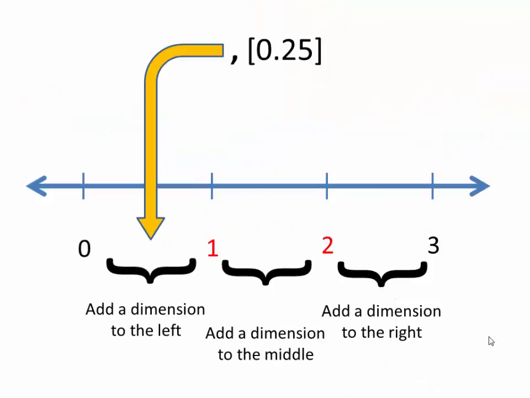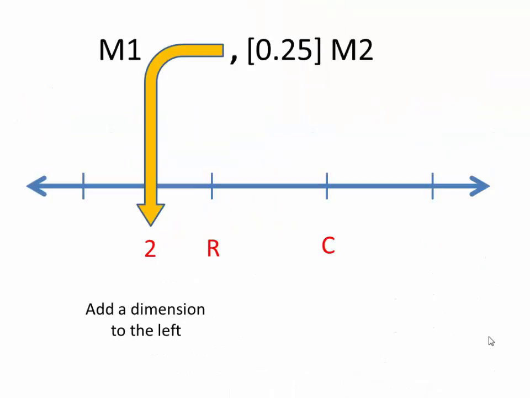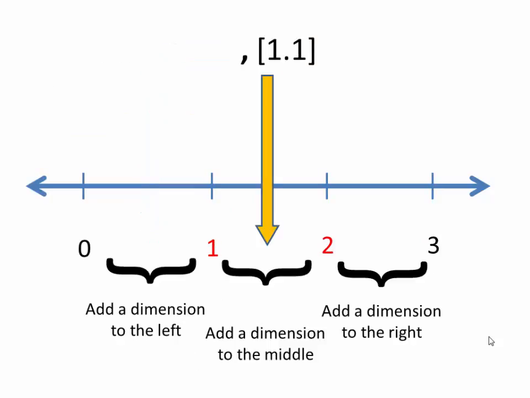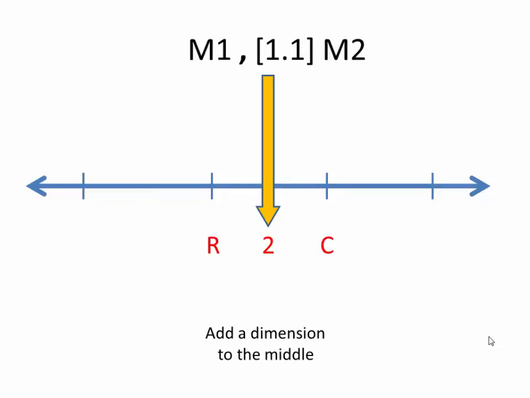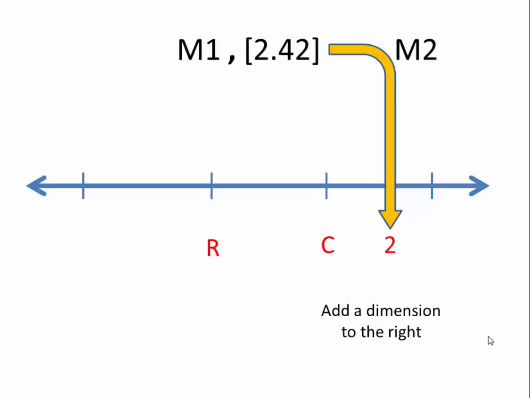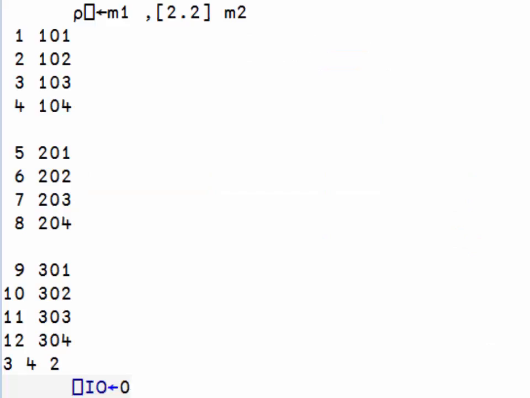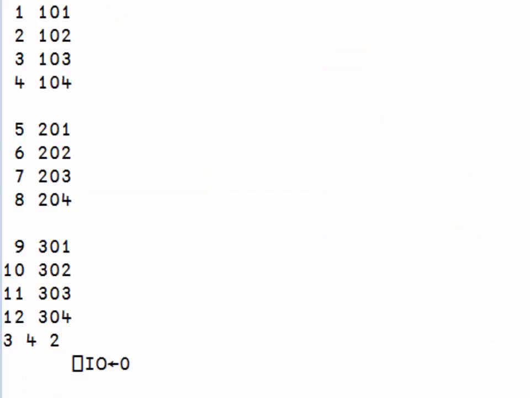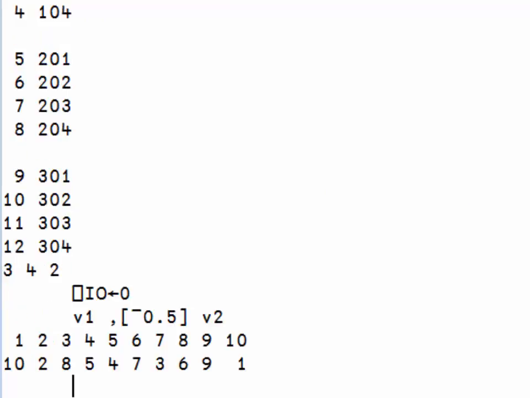So again, if the number is between 0 and 1, we add a dimension to the left. If we use a number between 1 and 2, we add a dimension in the middle. And if we use a number between 2 and 3, we add a dimension to the right. Note that like most bracket axis operator derived functions, this one is subject to quad IO.